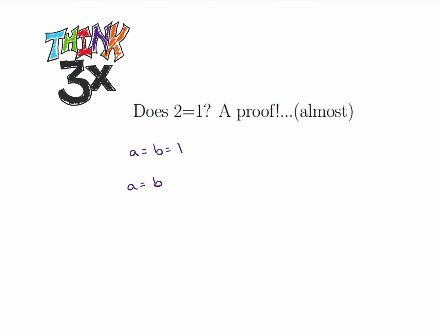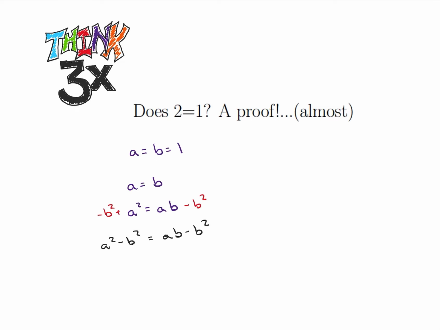So what we're going to do is multiply a on both sides. So we're going to get a squared is equal to a times b. And then we're going to go ahead and subtract b squared from both sides. That seems pretty safe as well. So we're going to subtract that b squared. So what we're going to be left with is a squared minus b squared is equal to ab minus b squared.